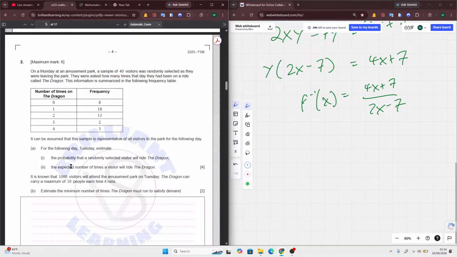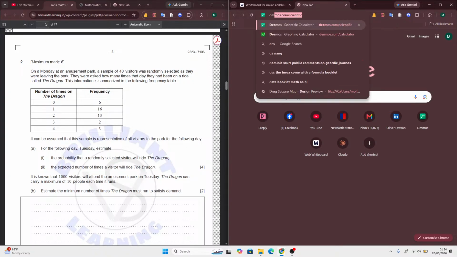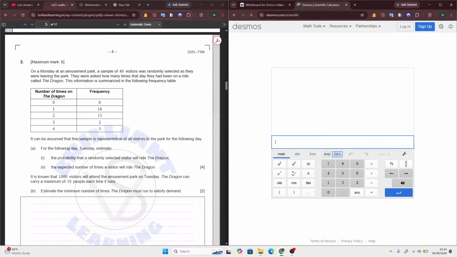So if we're interested in the probability that someone randomly selected will ride the Dragon, we're just going to add these values up, but we're going to multiply it by the number of times that they join, right? So we would be doing something like, I'm going to go ahead and do this in Desmos. I want scientific. So 6 times 0 is 0. And then we're going to have 1 times 16. We're going to have 13 times 2.